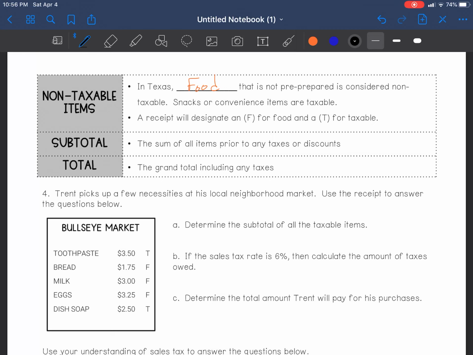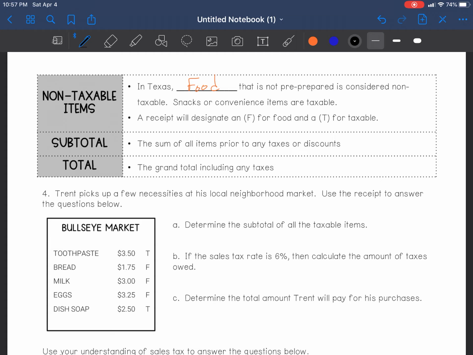Non-taxable items. In Texas, food that is not prepared is considered non-taxable. Snacks or convenient items are taxable. A receipt will be designated an F for food and a T for taxable. Subtotal, the sum of all items prior to any taxes or discounts. Total, the grand total including any taxes.